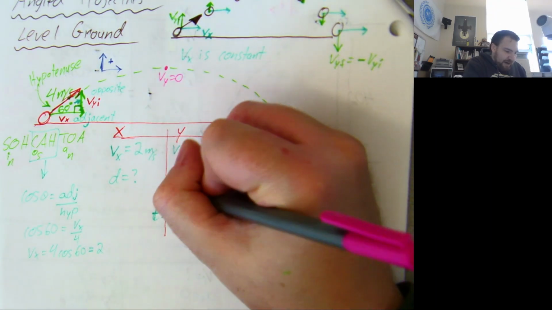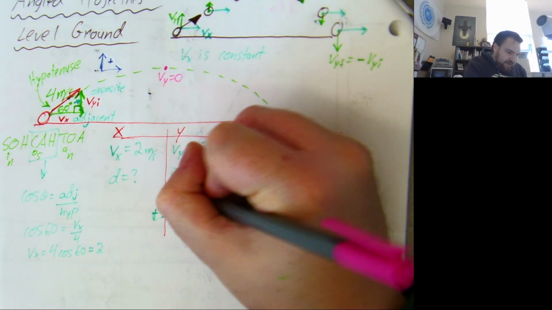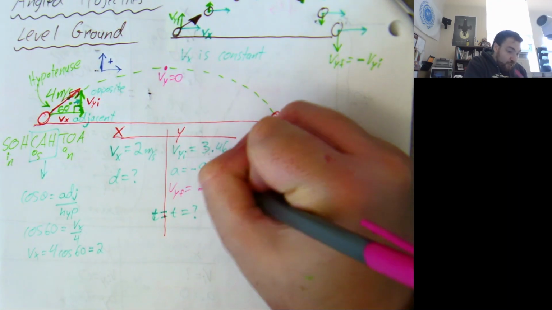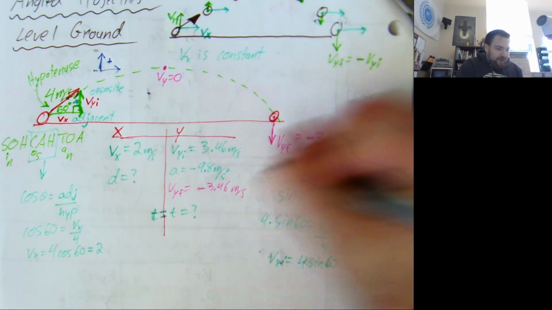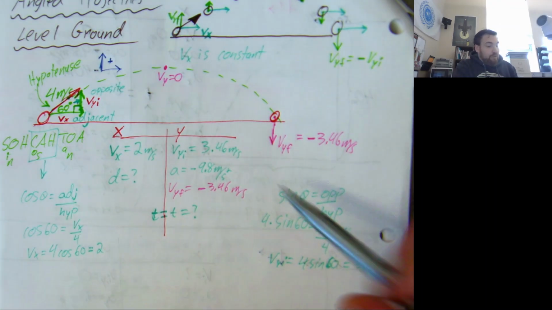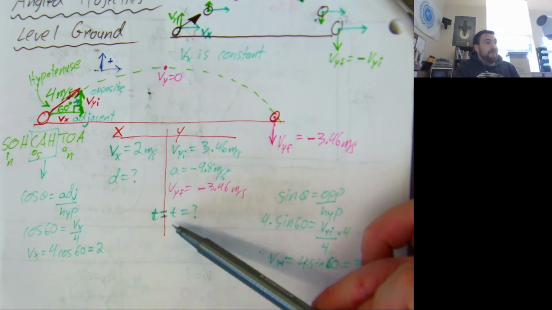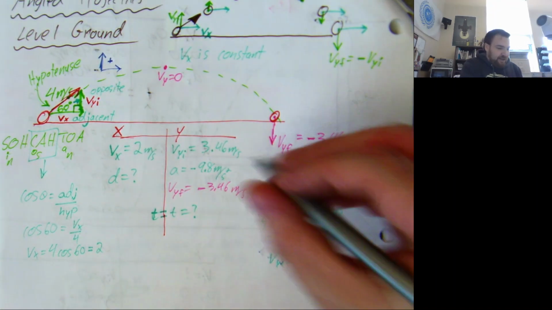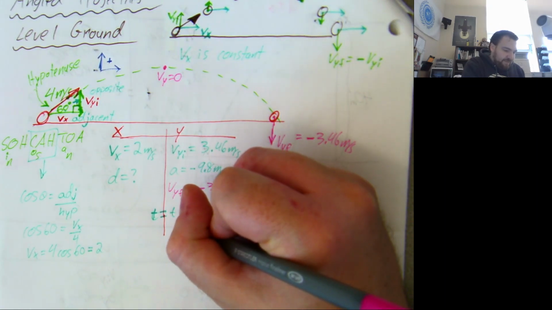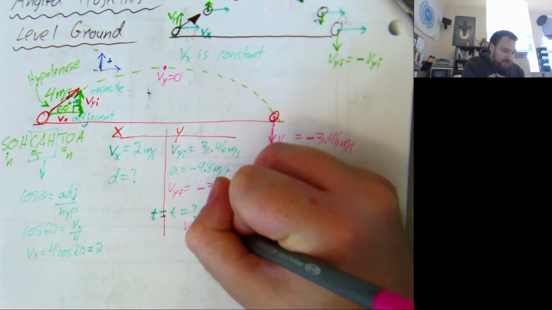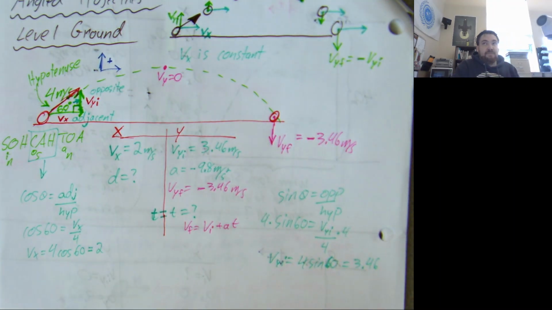Now we've got a Vy final of negative 3.46, and that's only true because we're over level ground, and we can go ahead now and find the time. This is a really simple equation. We've got an initial velocity, a final velocity, an acceleration, and we're looking for t. So this kinematic equation is V final equals V initial plus AT. It's arguably the simplest of them.